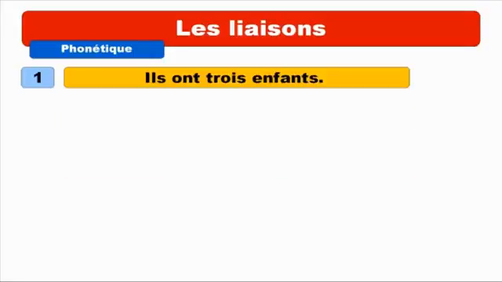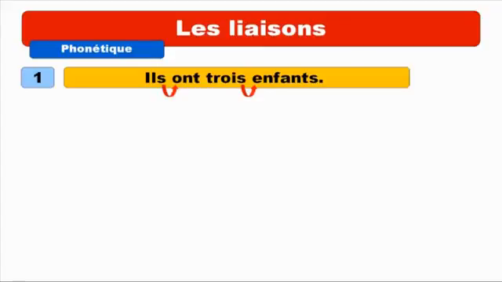The first one, let's pronounce it as if we didn't make the liaison first. Okay, so "Ils ont trois enfants." And then if we make the liaison, you can see that it's possible to make two liaisons in this sentence. The first one between "ils" and "ont," and the second one between "trois" and "enfants." So we get "ils ont trois enfants." Repeat. "Ils ont trois enfants."